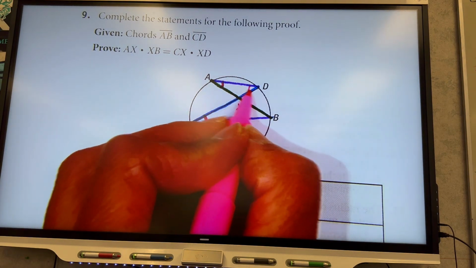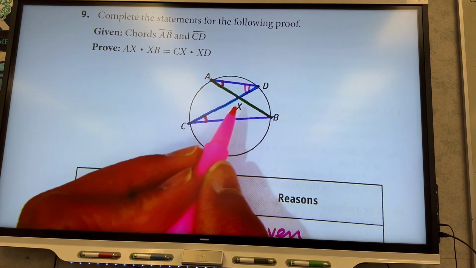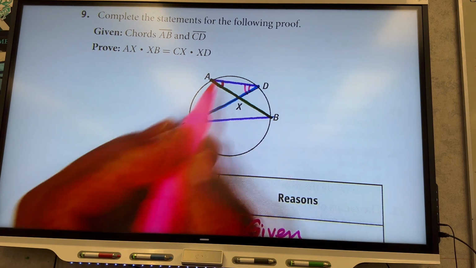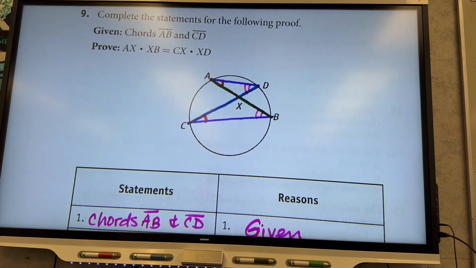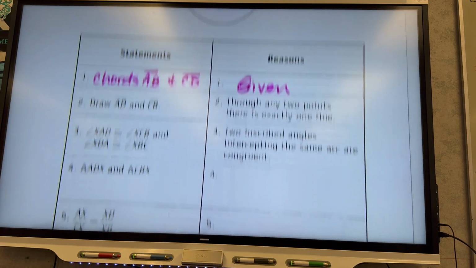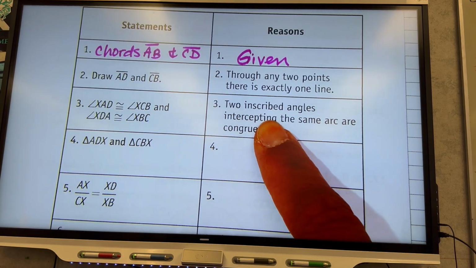Angle XDA, I'm going to mark that with 2 lines, and it's congruent to XBC. So this one down here. The reason why we know that those angles are congruent is because of this reason right here, and I want you to get your highlighters out.